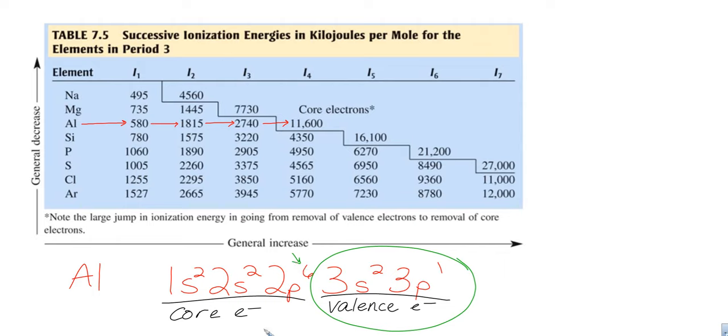That would mean that we're removing one of these 2p electrons. Wow, I don't want to do that. The aluminum plus 3 ion is stable. 2p6, that's stable. All the orbitals are filled. The second energy level is full. I don't want to lose a 4th electron. You never want to lose core electrons. The core electrons are stable and paired. So you'll notice this huge jump in ionization energy when you move from valence electrons to core electrons.